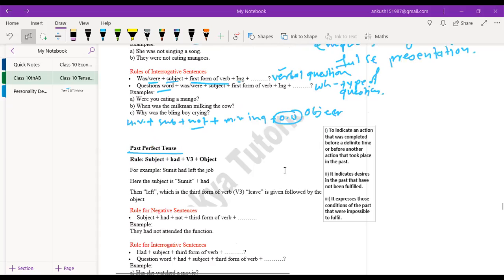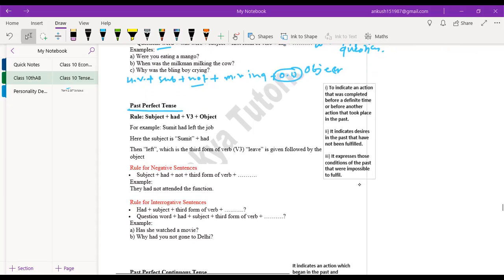Now look here. Past perfect tense. Perfect means the thing or the action which is totally completed. Okay, which is completed, which is done there. Understood? Yes, sir. This tense is used to indicate an action that was completed before a definite time or before another action that took place in the past. Means whatever action is done later on, before that action also some action was completed in a definite time.